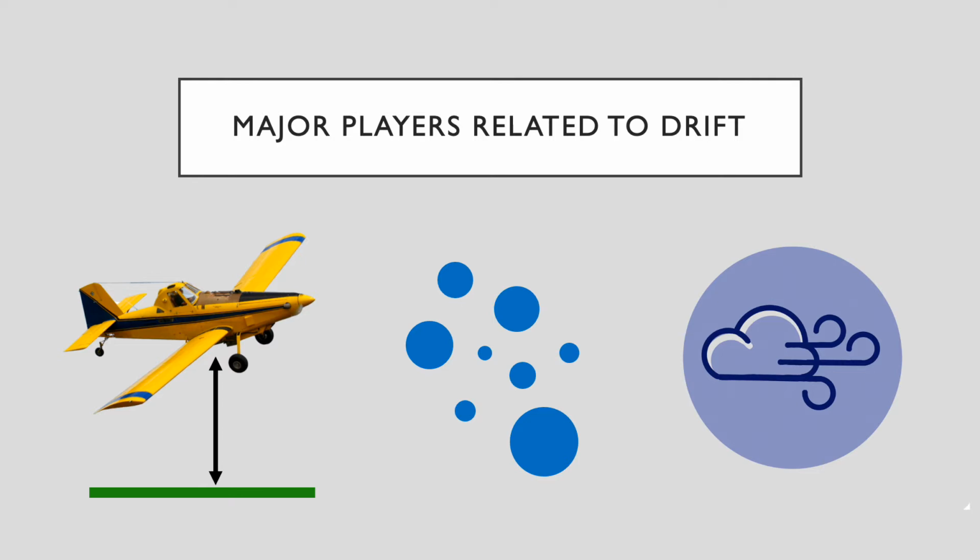Application height: the higher the spray is released, the further it travels downwind before it actually settles out to the ground. Droplet size: larger droplets are going to settle faster than smaller droplets, meaning that smaller droplets are going to get carried further downwind before they settle out and reach the ground. Wind speed: obviously, higher wind speeds are going to carry these droplets much further downwind before they actually reach the ground as compared to lower wind speeds.